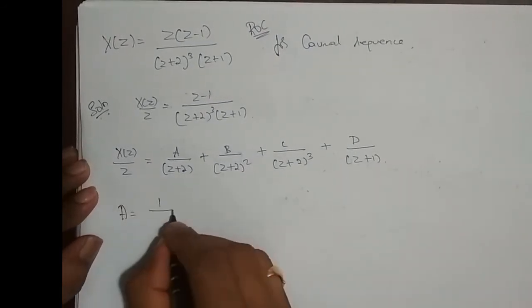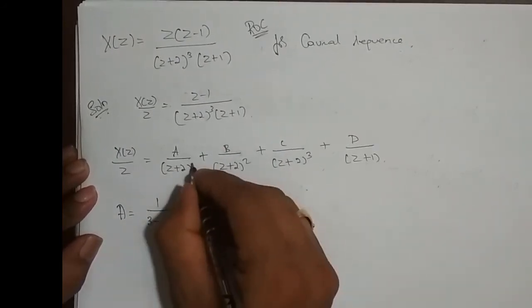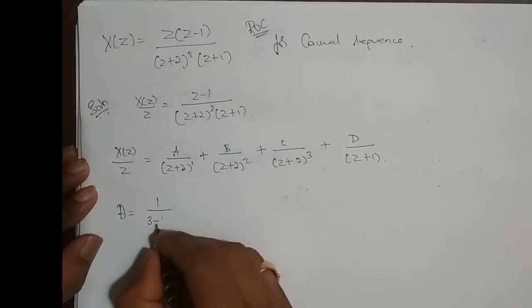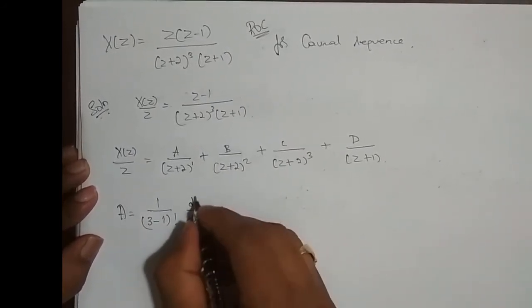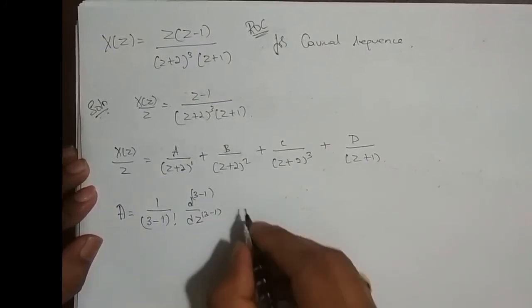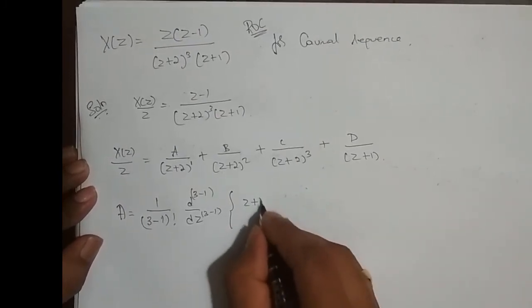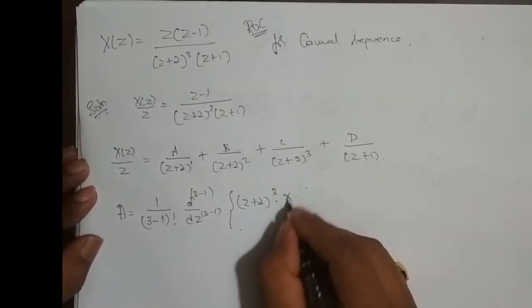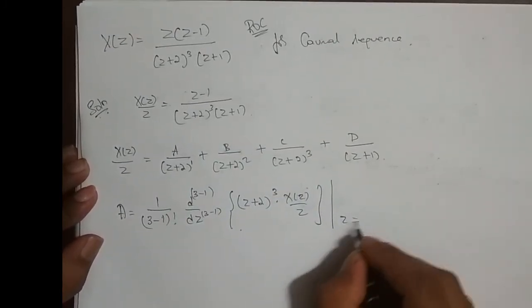A is nothing but 1 divided by, so how many times are the roots repeating? 3, minus what is this power corresponding to A? It is 1, right? So (3 minus 1) factorial, d/dz to the power (3 minus 1). This many times I need to differentiate. What is it that I need to differentiate? This term (z plus 2) whole cube into X(z)/z, at z equal to what? Minus 2.